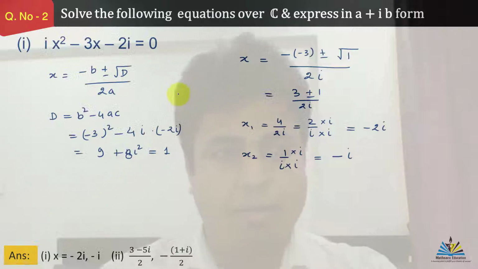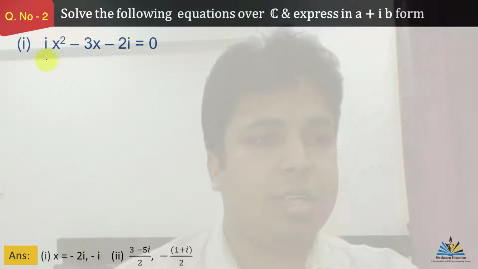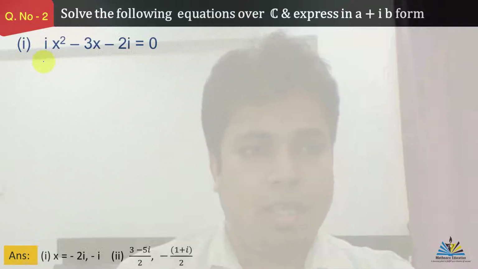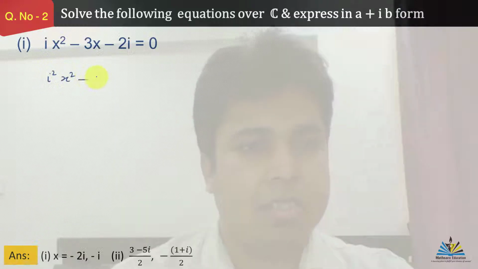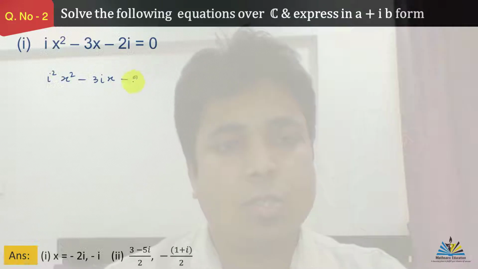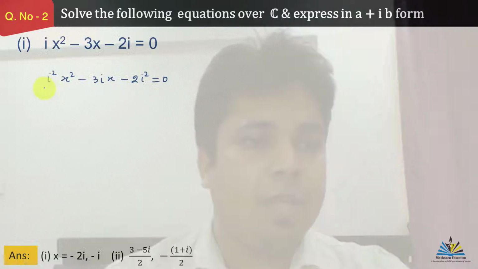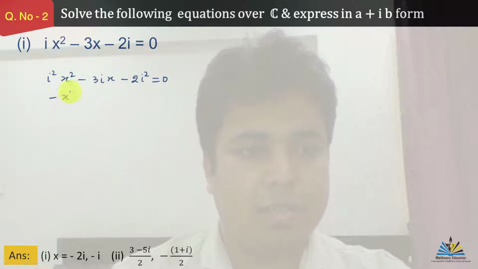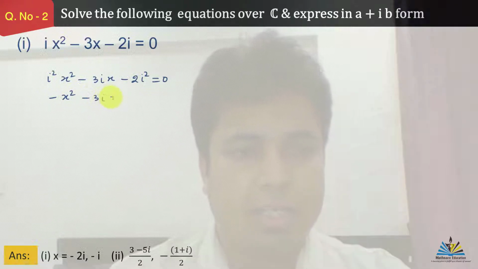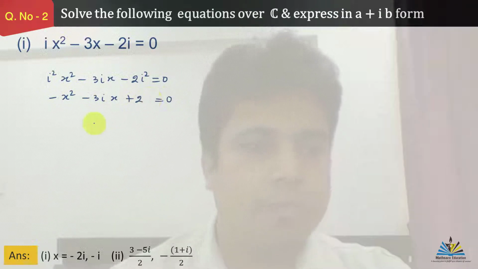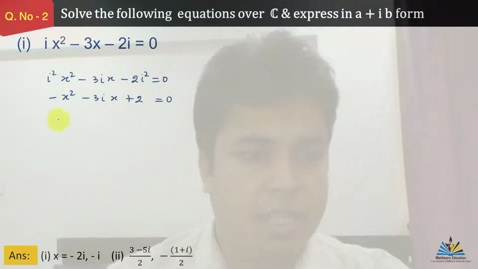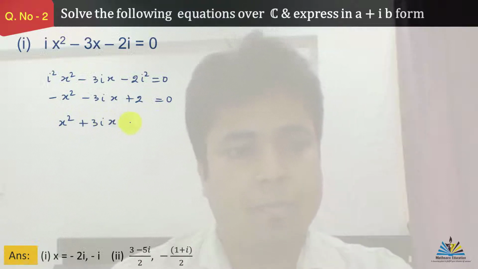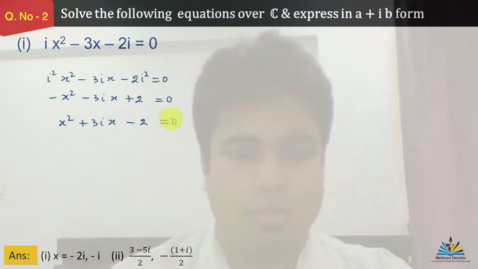We can even have a different technique for solving this equation as well. So let's have another method for this question. If we multiply both sides by i, then we will get i square x square minus 3ix minus 2i square is equal to 0, and i square is minus 1, so minus x square minus 3ix plus 2 is equal to 0. If we again multiply by minus 1, we will get x square plus 3ix minus 2 is equal to 0.